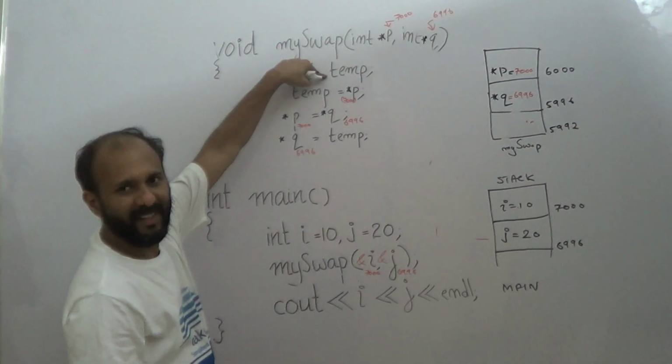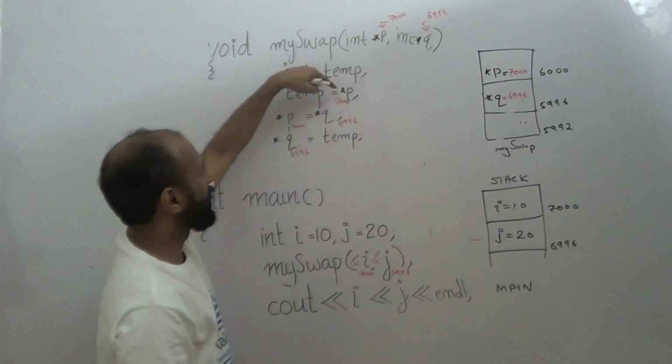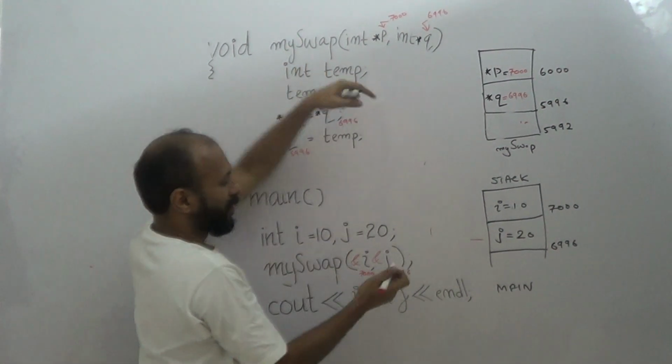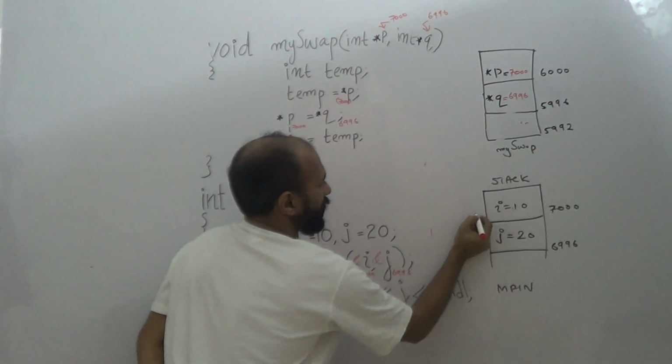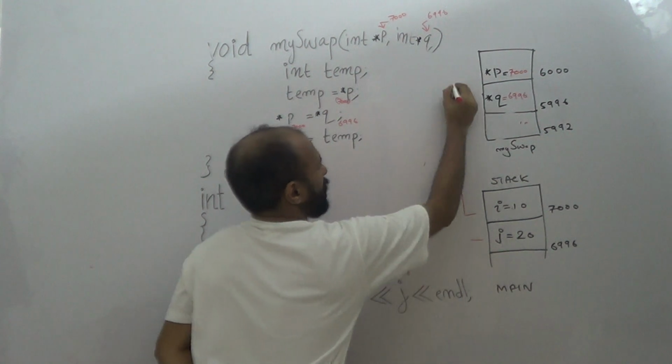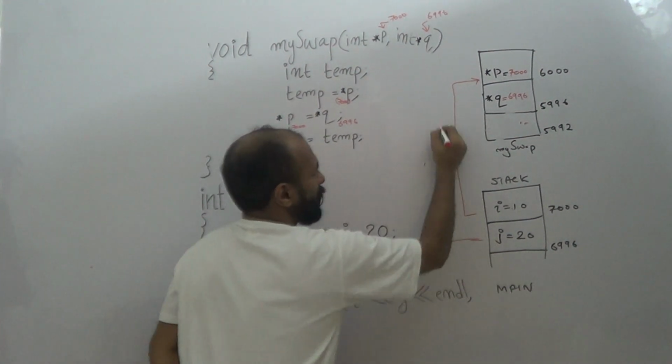I have a temporary variable. Into the temporary variable I am copying the content of p. Now what is happening here? The address of this variable, and the address of this j, are copied over here.